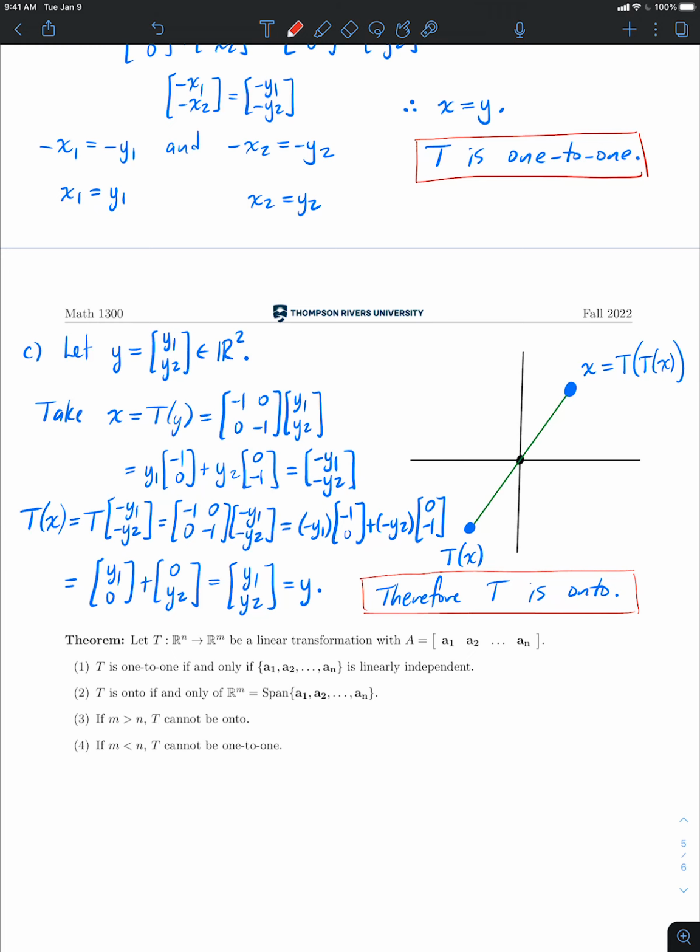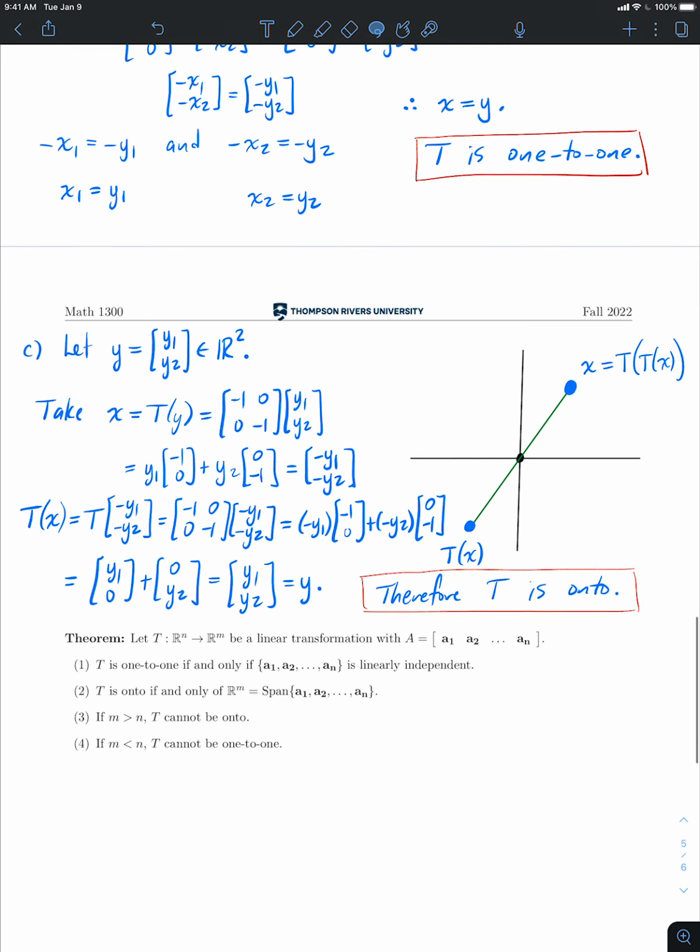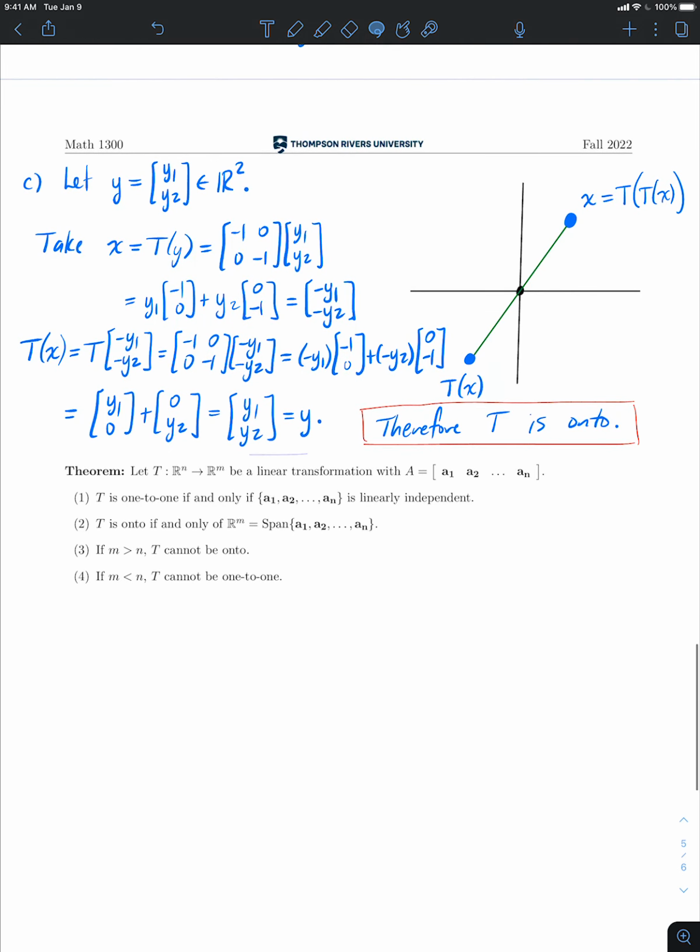Okay, so the good news that I have for you is that there is an easier way to check these properties of a linear transformation being one-to-one and a linear transformation being onto. So first of all, let's look at this theorem, which is where we're going to see some details about that.